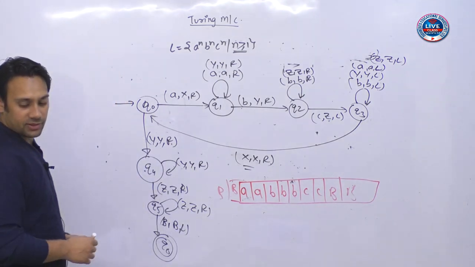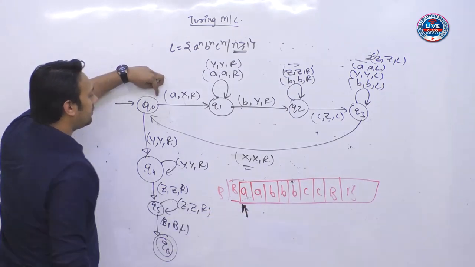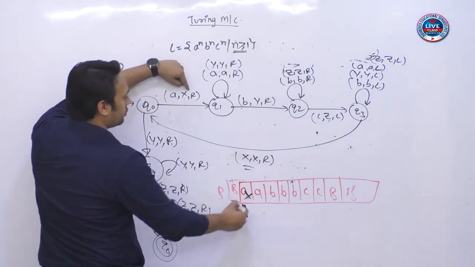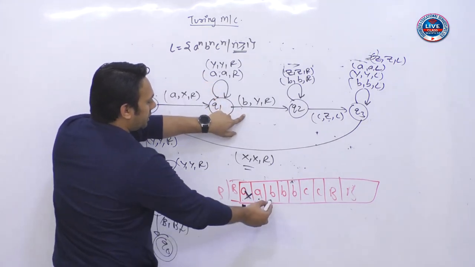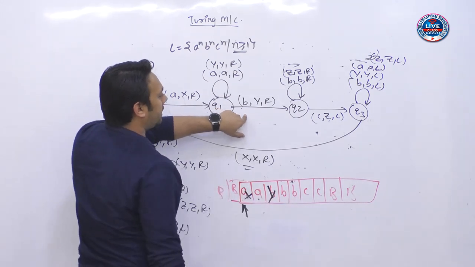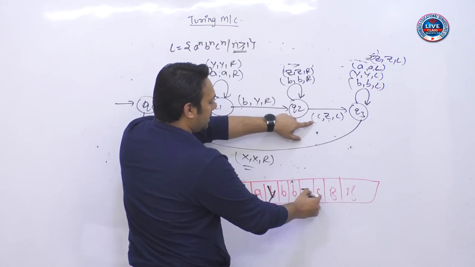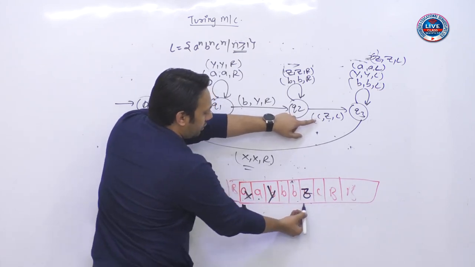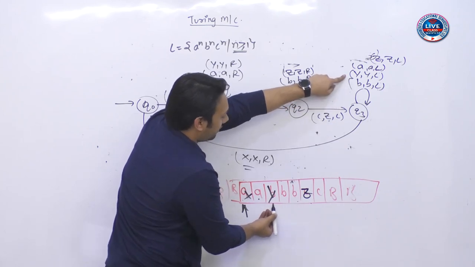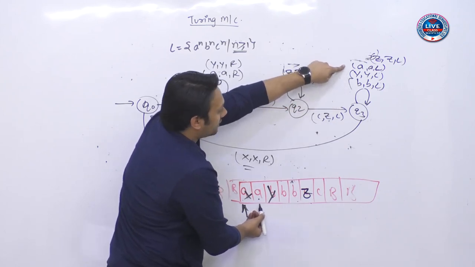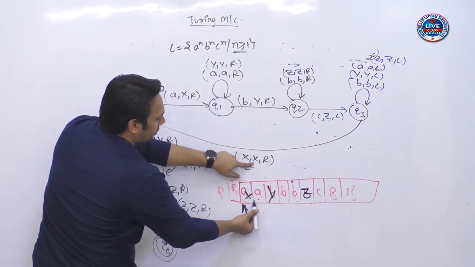Now what will happen in this case? In the initial state, with the reader head at this position, we get the A, mark it as X, and go to the right direction. Then we can have any number of A here. As soon as we encounter a B, mark it as Y and go right. We can have any number of B here. As soon as we get a C, mark it as Z and go to the left direction. While going left, we can have any number of B, any number of Y, and any number of A. As soon as we get an X, leave this X as it is and go to the right direction.